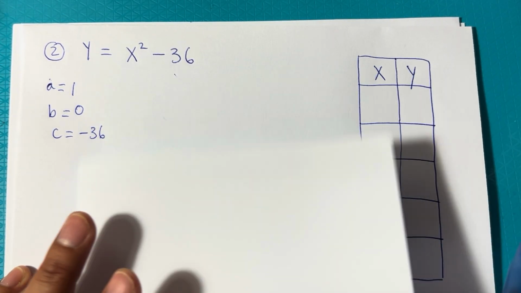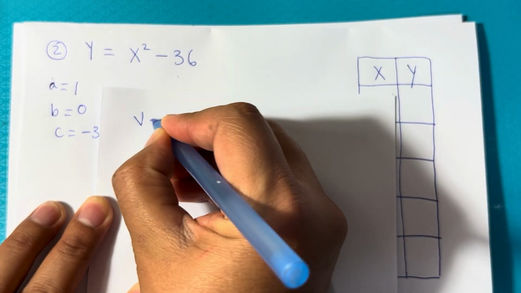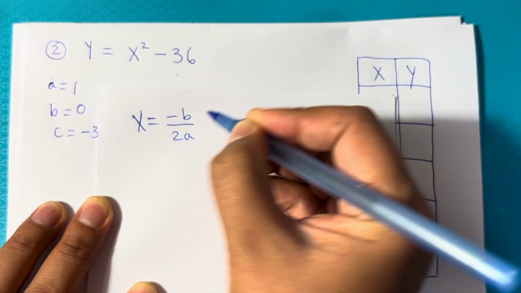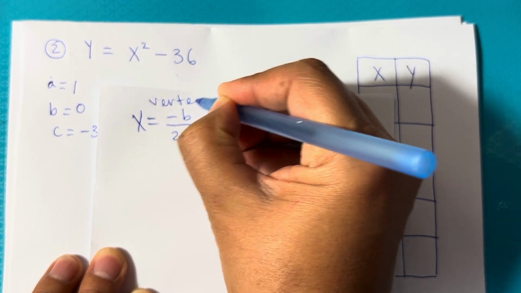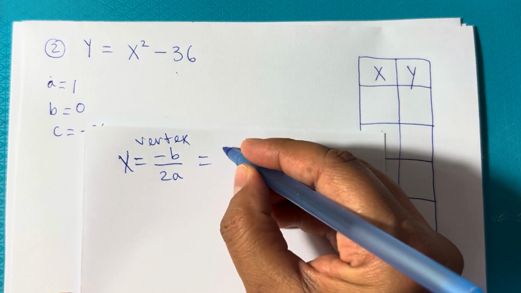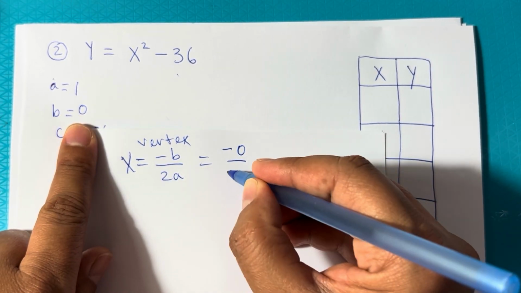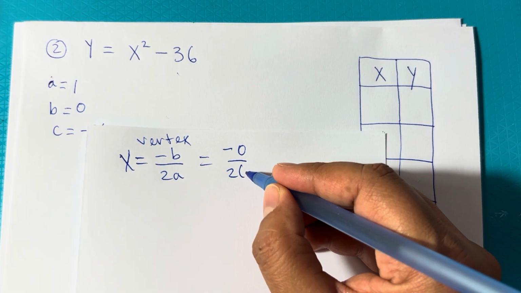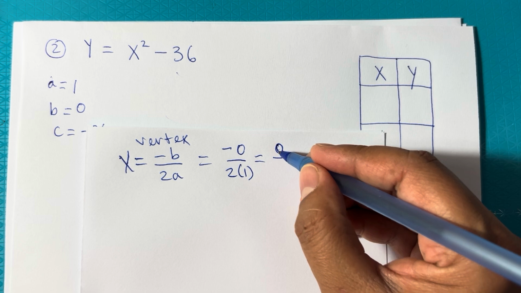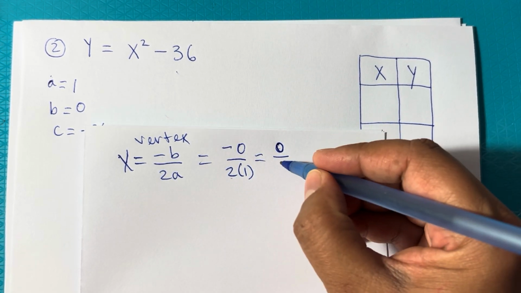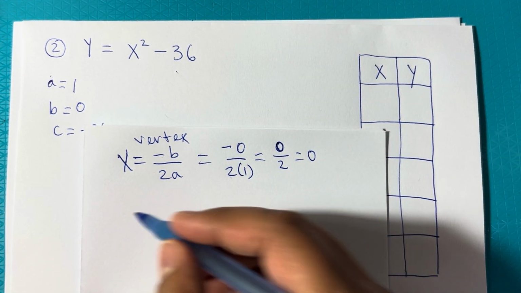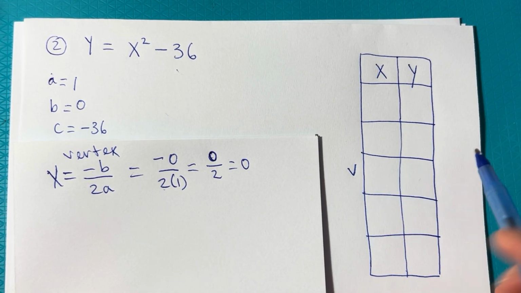For the vertex, which we will put right in the middle, the formula is x equals negative b all over 2a. So that's for my vertex. And so I'm going to replace negative and then put the b, which is 0, over 2 times a, which is 1. And negative 0 is just 0. 0 is not positive, it's not negative, it's neutral. And 2 times 1 is 2. And 0 divided by any number is always 0. So that's the vertex for x.